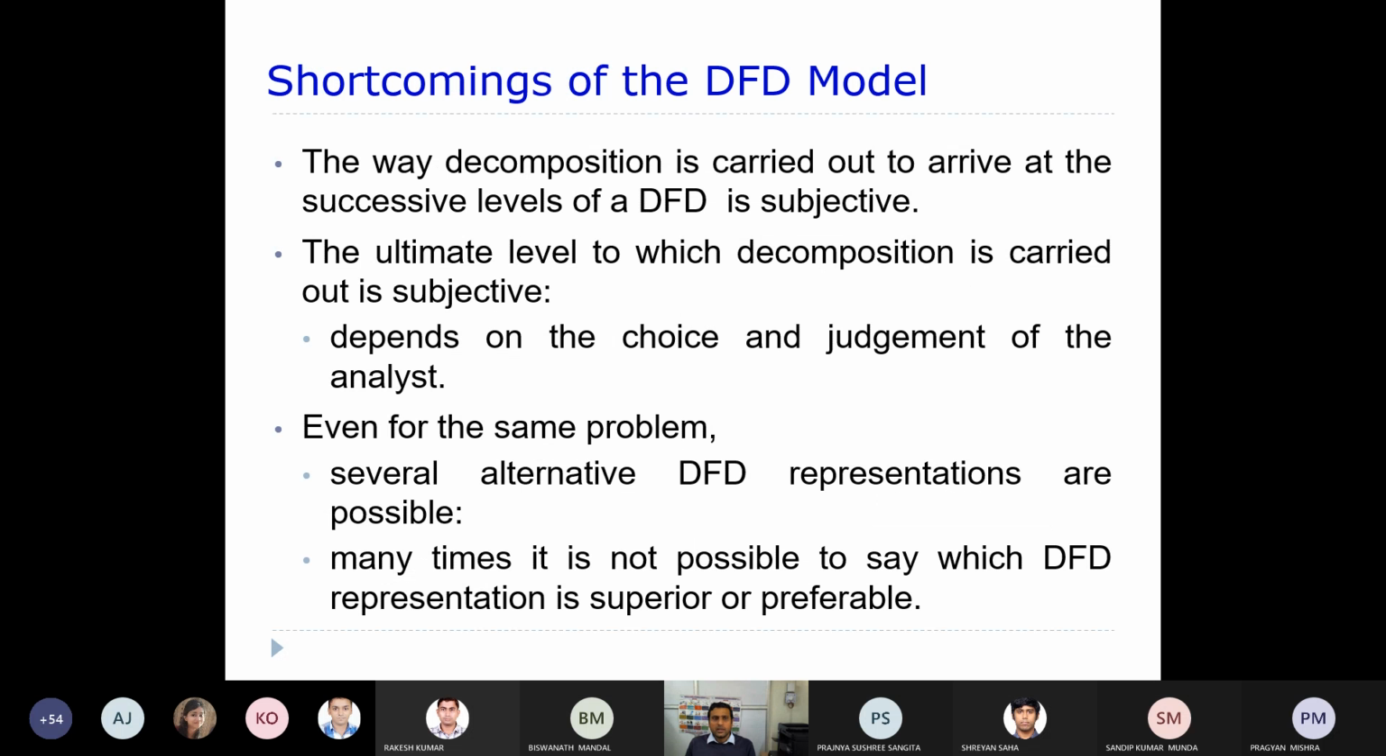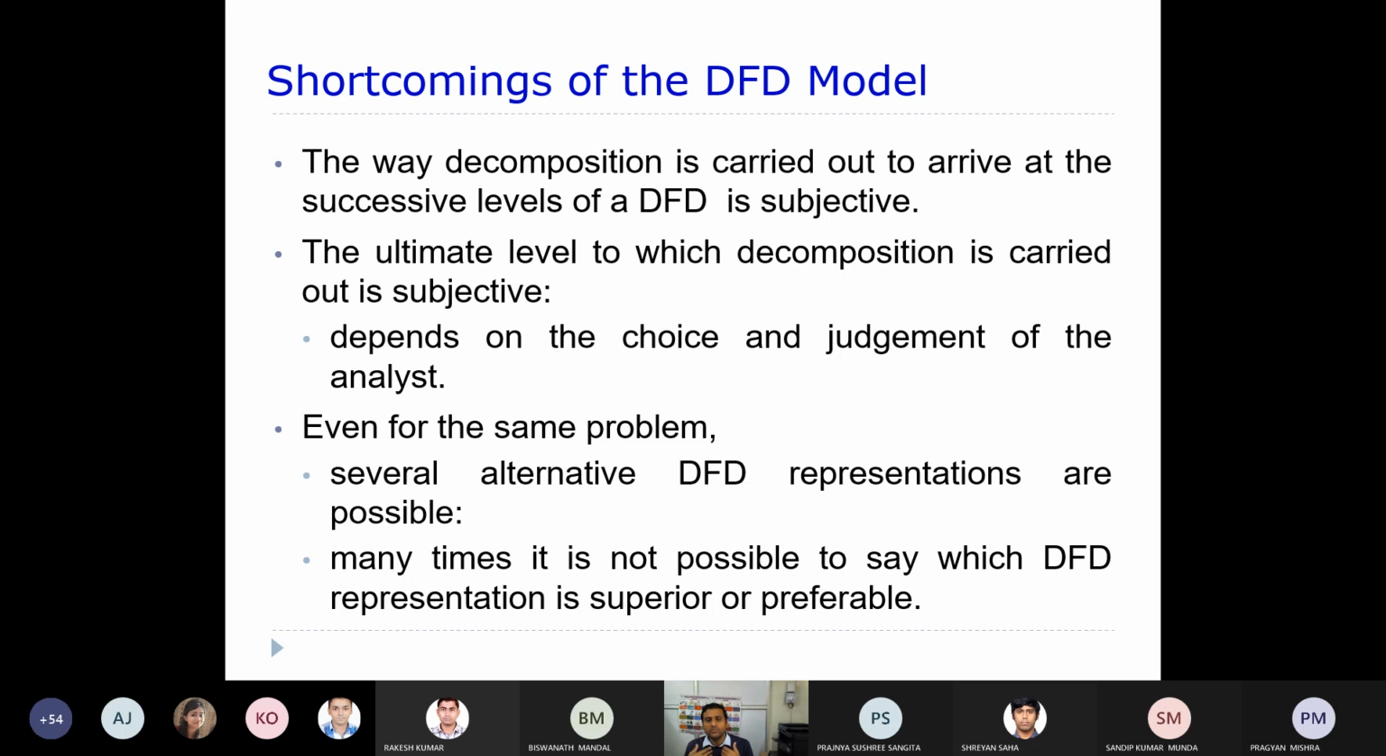Then the way decomposition is carried out to arrive at the successive levels of DFD is subjective. Here also it all depends upon the analyst, which function he wants to decompose and which function he doesn't want to decompose. Everything is with the analyst, okay. He will decide, and as a result there is always scope for different alternative DFD representations for the same sort of problem, okay.